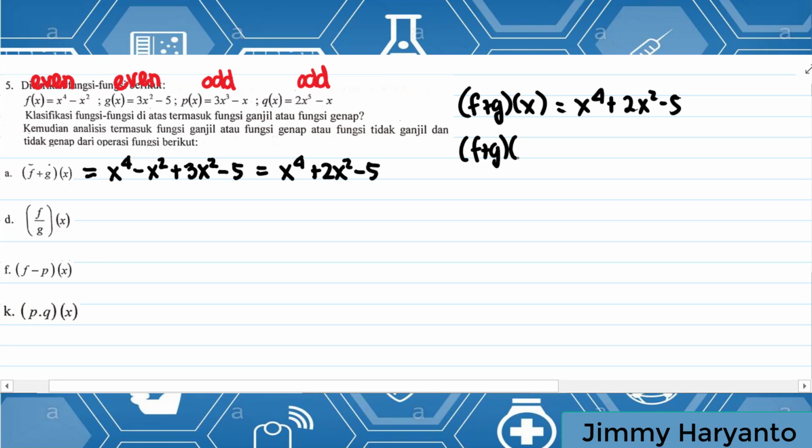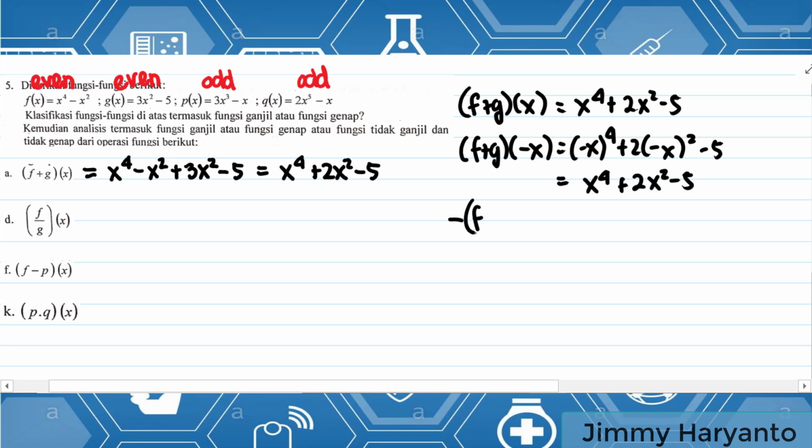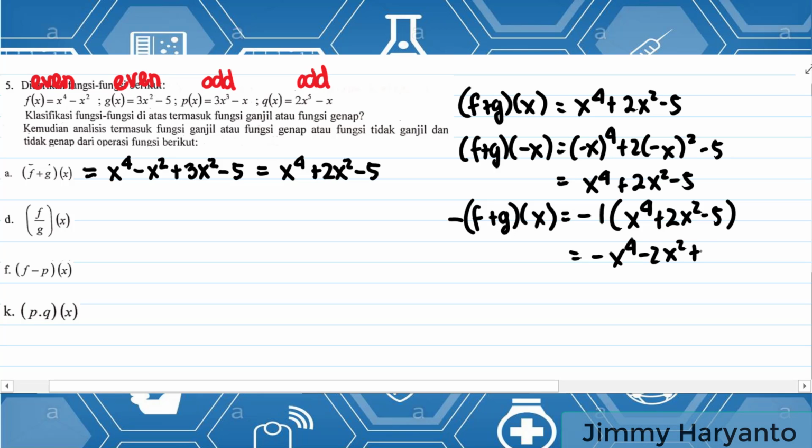To check it, first you have to use f(-x) equals negative x to the power of 4 plus 2 times negative x squared minus 5. The result will be x^4 plus 2x^2 minus 5. And then the third one, you have to find negative f(x) equals negative 1 times x^4 plus 2x^2 minus 5. The result will be negative x^4 negative 2x^2 plus 5.